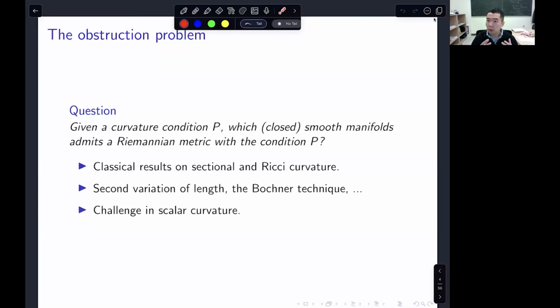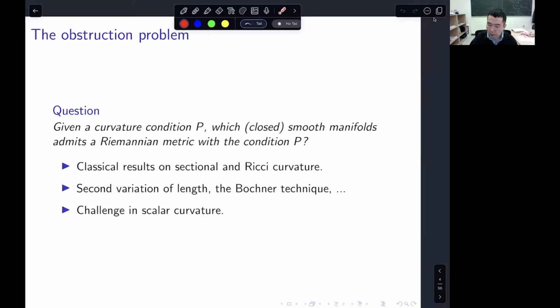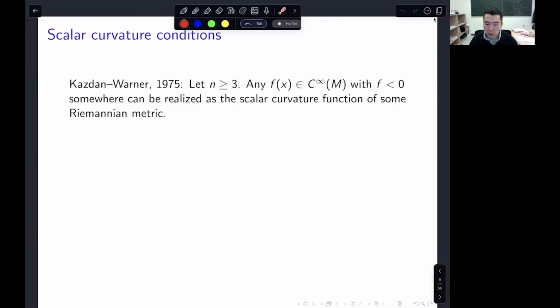People have been trying to extend these approaches to the study of scalar curvature, and there are certainly challenges. As we know, scalar curvature is a pretty weak local measurement of bending. So for scalar curvature, we need to make sense of the appropriate curvature conditions to have any possible restriction on the global topology at all.